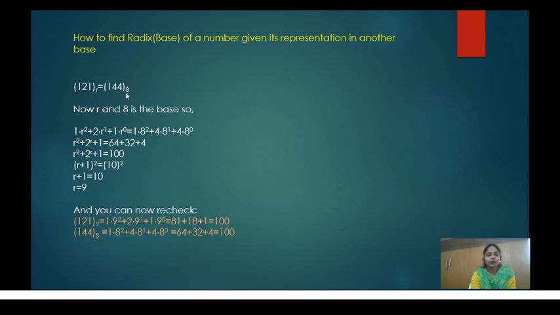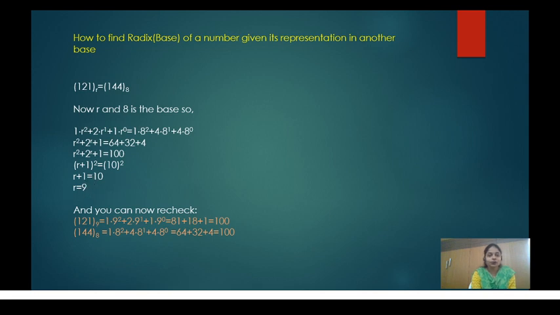In a similar way, convert the octal number into a decimal number following the same procedure. After that, sum the products. R square plus 2R plus 1 is equal to this one. 8 square is 64, 32 plus 4. So you will get R square plus 2R plus 1 is equal to 100. This is the formula for R plus 1 whole square. Here 10 square is 100. So the square gets cancelled and you will get the R value as 9.